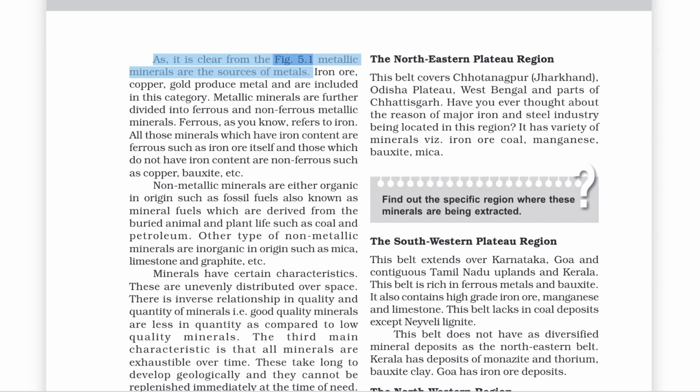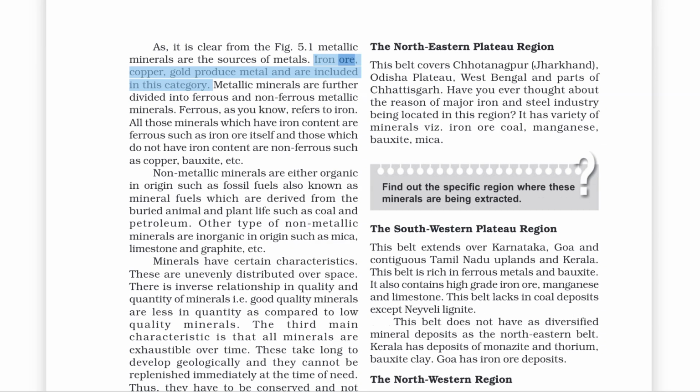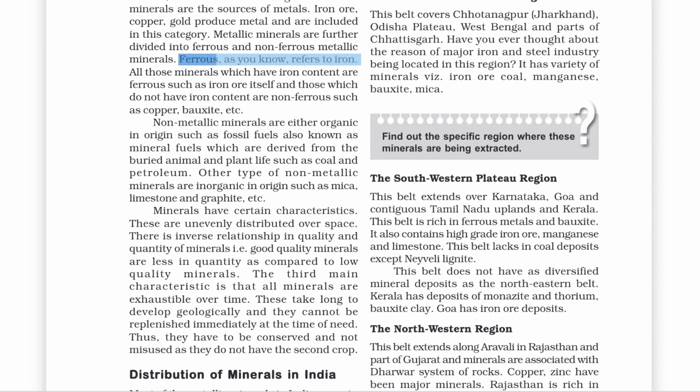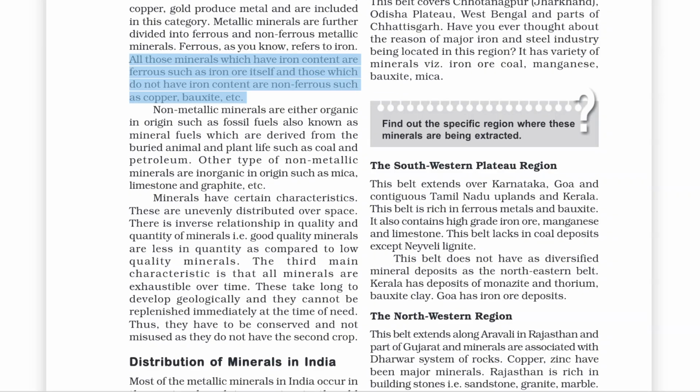As it is clear from Figure 5.1, metallic minerals are the sources of metals. Iron ore, copper, gold produce metal and are included in this category. Metallic minerals are further divided into ferrous and non-ferrous metallic minerals. Ferrous, as you know, refers to iron. All those minerals which have iron content are ferrous, such as iron ore itself, and those which do not have iron content are non-ferrous, such as copper, bauxite, etc.